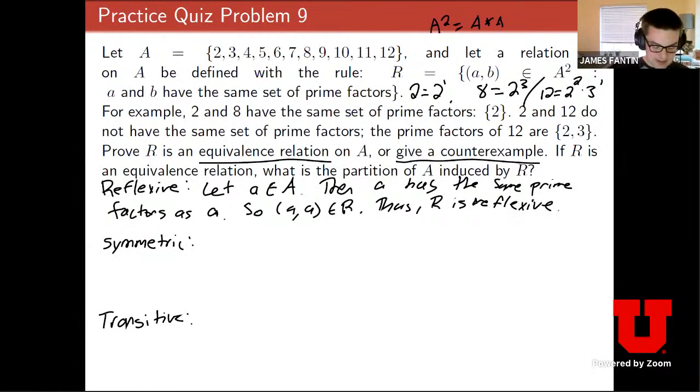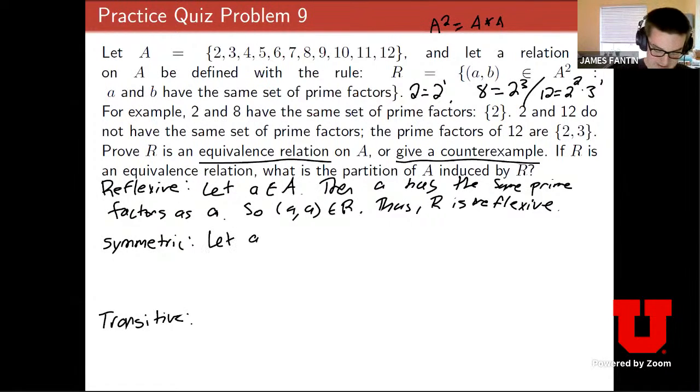And then, next we need to think about symmetric. Do we think this relation is symmetric or not? In other words, if AB is in the relation, do we also have that BA would be in the relation? Yeah, somebody says yes. Yes, we would have that. Again, this is kind of just by definition.